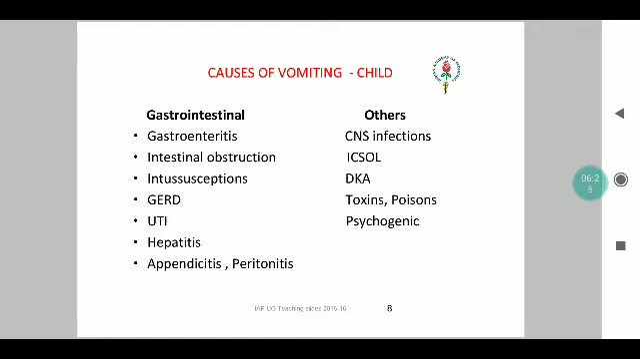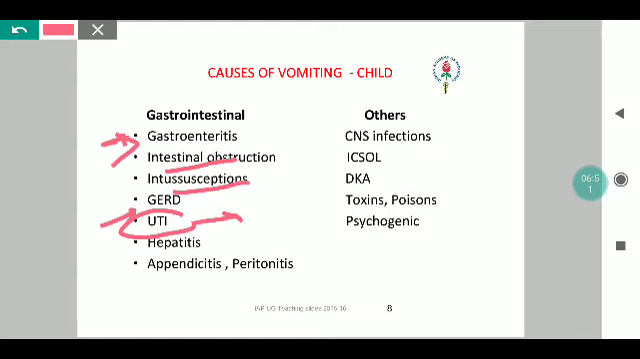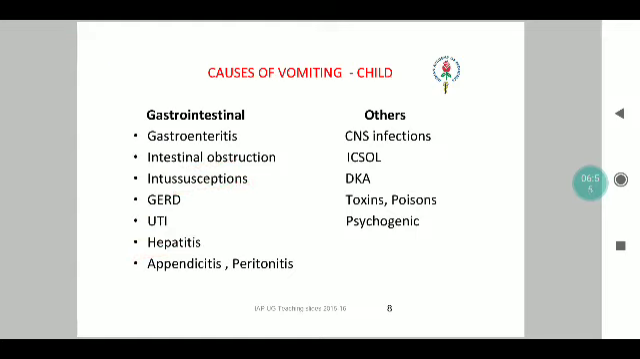Now moving on to the child age group, generally in this age group we tend to see gastrointestinal causes taking a predominance. Gastroenteritis is the most common cause in this age group. AGE is the most common cause of vomiting, followed by gastroesophageal reflux disease and other surgical conditions like intestinal obstruction, intussusception. It is important to note UTI, though it is mentioned here under gastrointestinal cause, it is a systemic cause along with other causes such as appendicitis, hepatitis, peritonitis, etc.